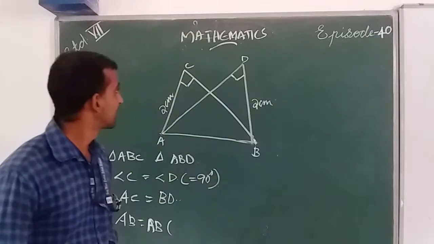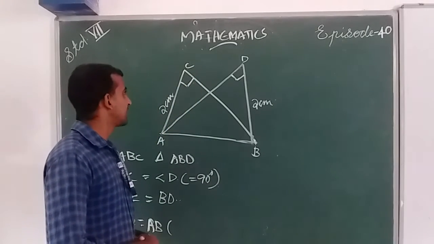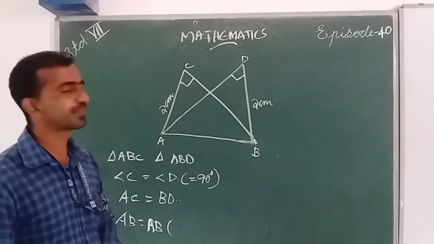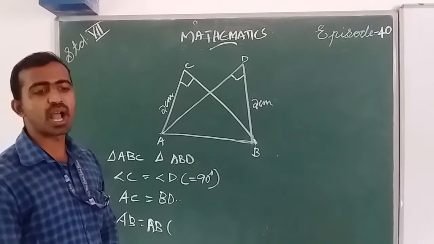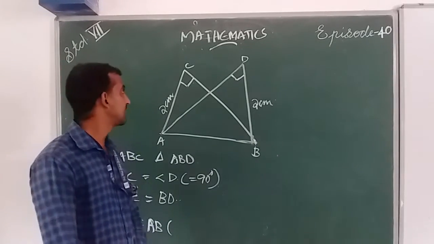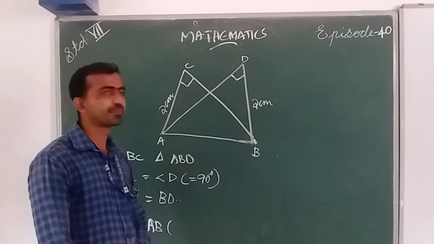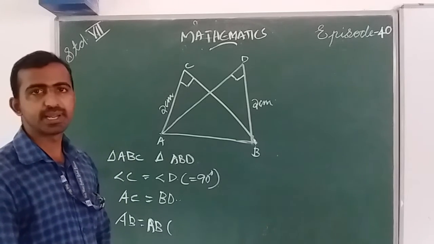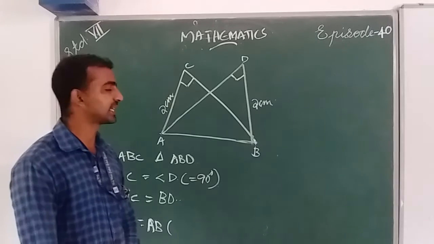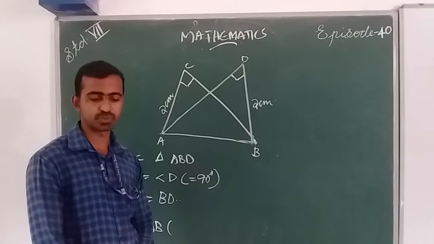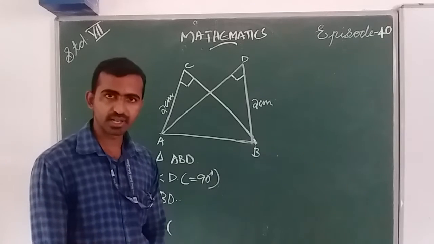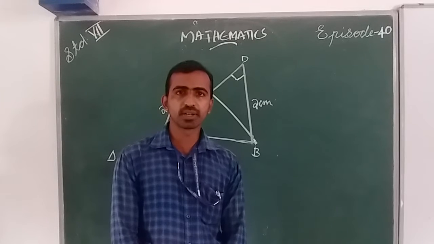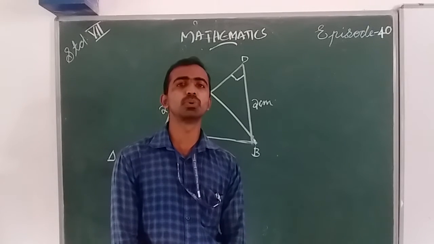That is, in triangle ABC and triangle ABD, we get angle C equal to angle D, 90 degree, and AC equal to BD, that is 2 centimeter, and AB equal to AB, that is the common side and also the hypotenuse. The third and fourth are for homework. Following like this, you get these solutions.